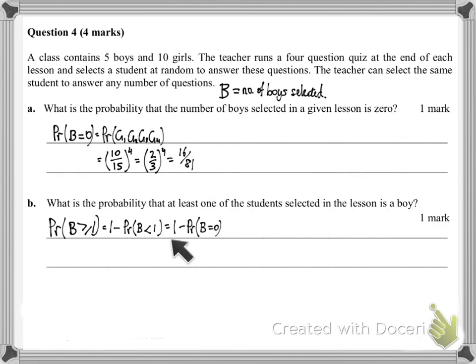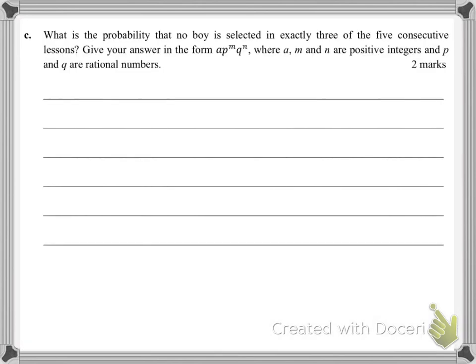So 1 minus probability of B equals 0 is 1 minus 16 on 81, which is 65 on 81. Little subtraction of fractions there. Now, part C, what is the probability that no boy is selected in exactly 3 of the 5 consecutive lessons?